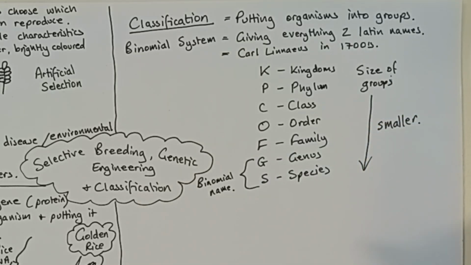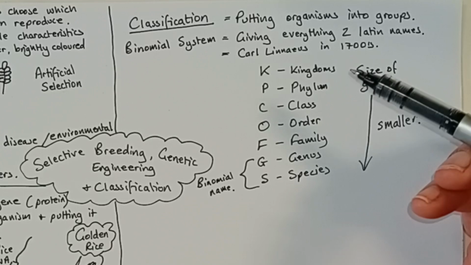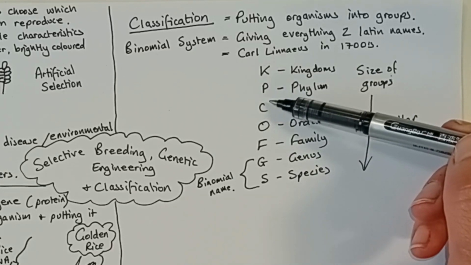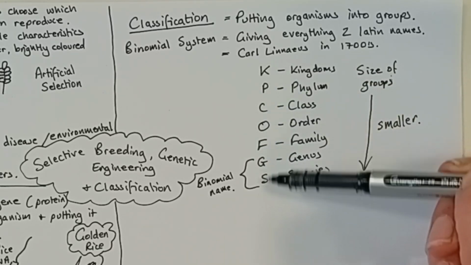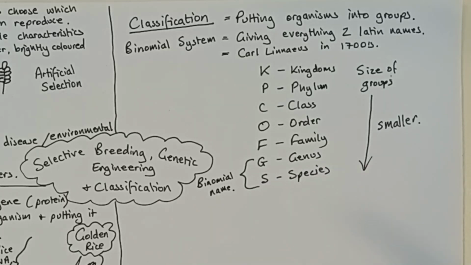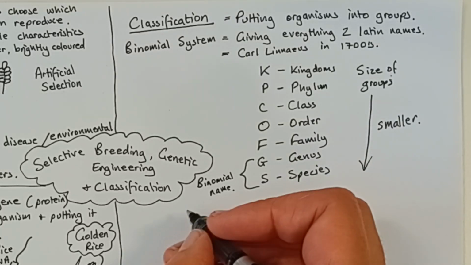You need to know these names. So mnemonics are quite common for this. So King Peter cried out, "For goodness sake," for example, would be a mnemonic. So that stayed right up until the 1990s.